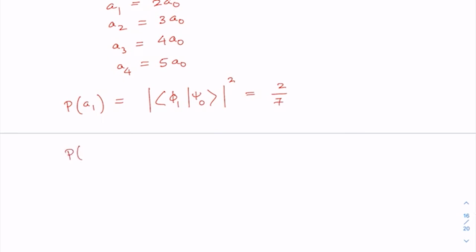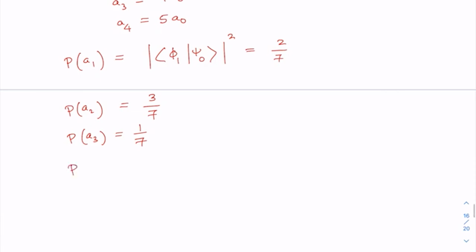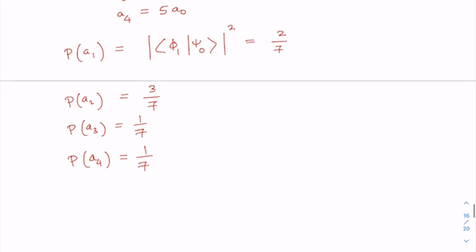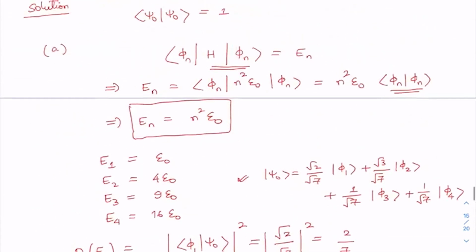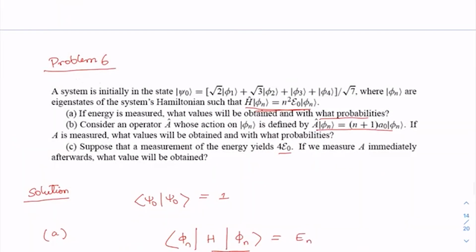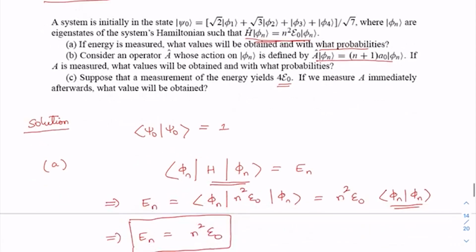Similarly, the probability of getting the value A2 would be 3 by 7. The probability of getting the value A3 would be 1 by 7. And the probability of getting A4 would be 1 by 7. Now let me do the final part of the problem. Suppose that a measurement of energy yields 4E0. If we measure A immediately afterwards, what value will be obtained?